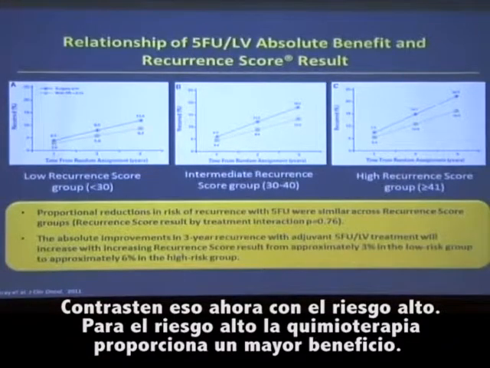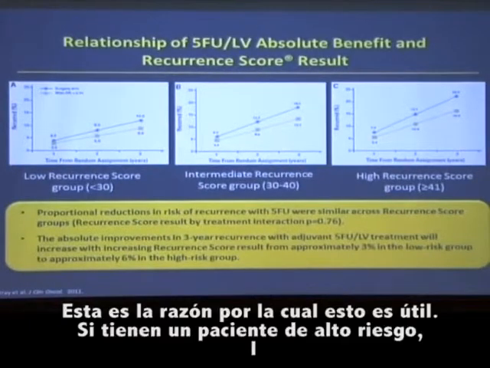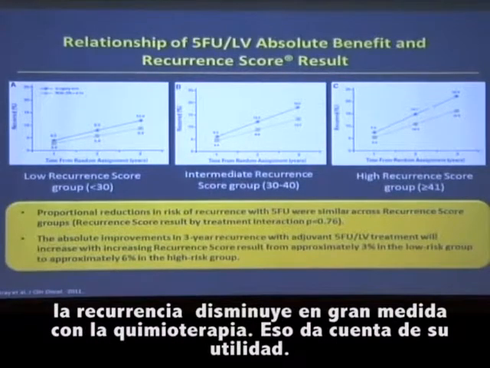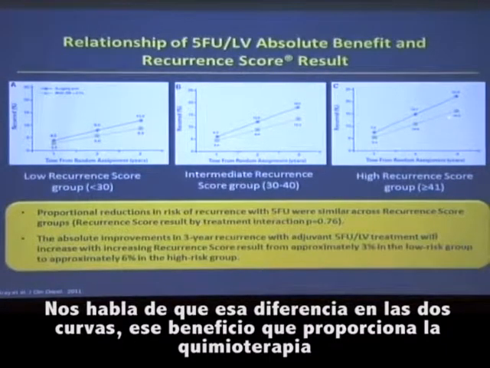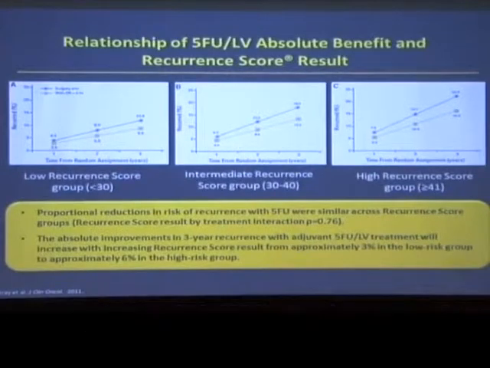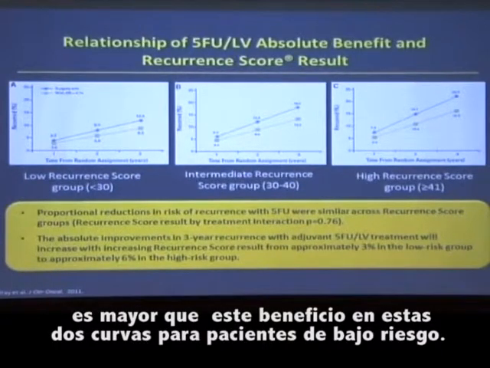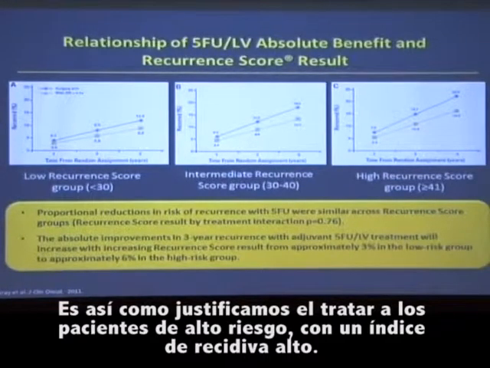High risk, there's a larger benefit from chemotherapy, okay? So that's why this is helpful. If you have a patient with a high risk, their recurrence is lowered to a greater extent with chemotherapy. Okay, so that's how this is helpful. It tells us this difference in the two curves, this benefit from chemotherapy, is greater than this benefit in these two curves in low recurrence risk patients. That's how we justify treating high risk, high recurrence score patients, okay?